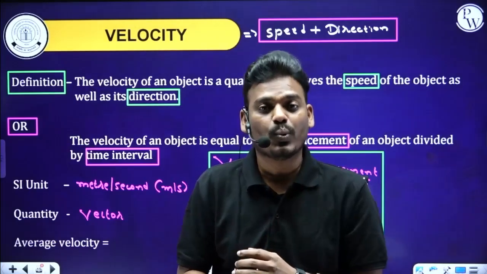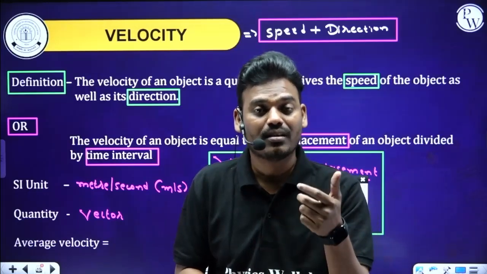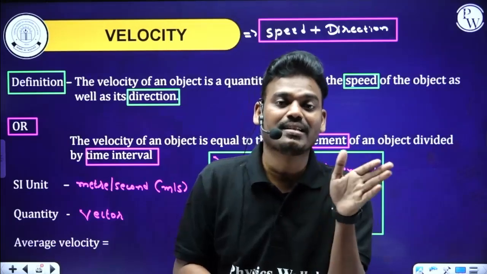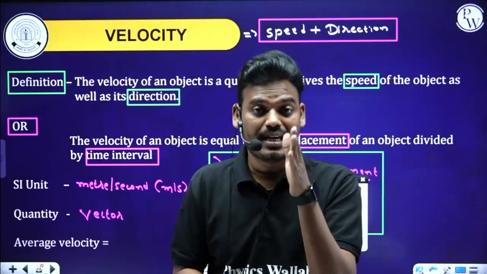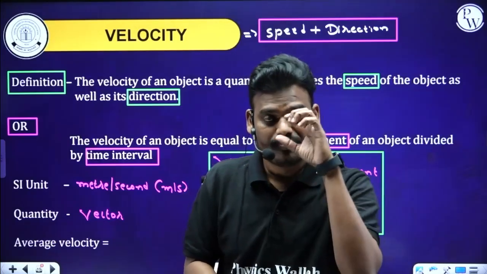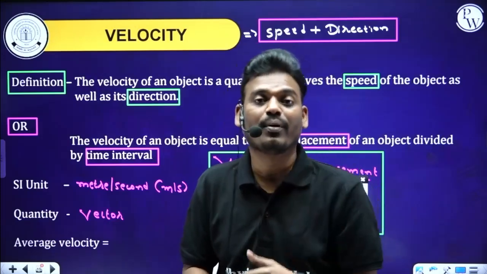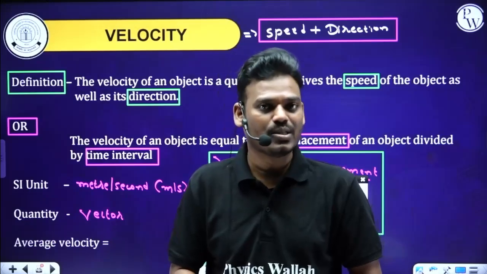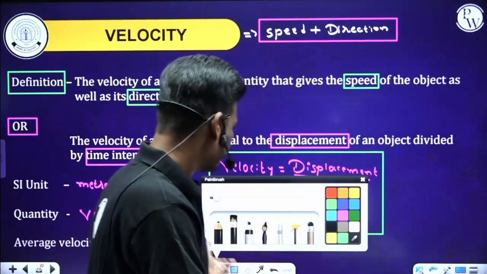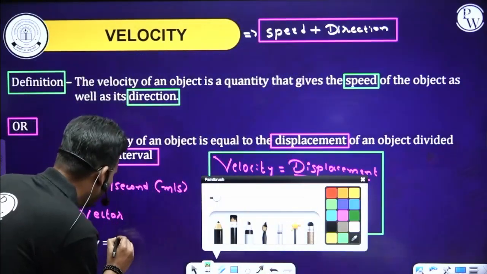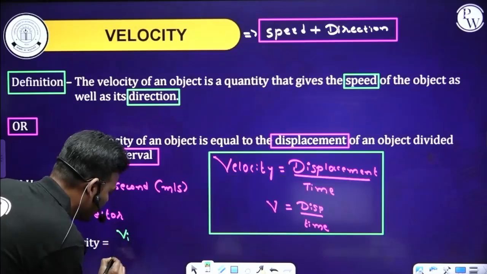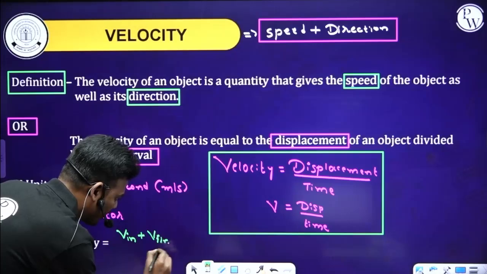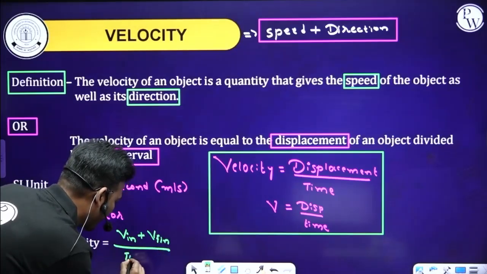In that situation, when the distance is not covered in equal intervals of time, or if the body changes its direction, then you can call it a change in velocity, even if it covers equal distances in equal intervals of time, because velocity depends on direction as well. Now, based on that, here you can consider initial velocity and final velocity divided by total time.